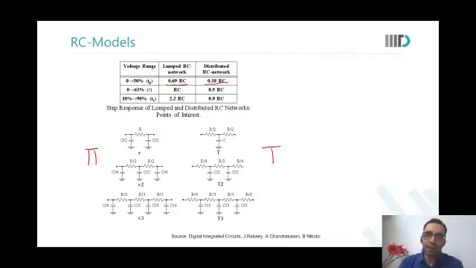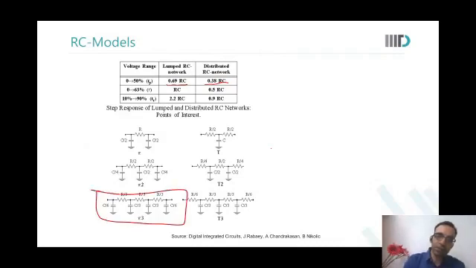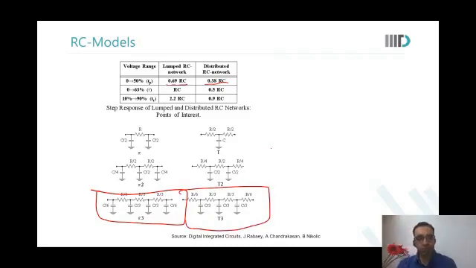And what has been empirically observed is that a 3-stage pi model, a pi 3 model or a T3 model, is a very accurate representation of most of the designs. Now, typically when you do not really want absolute picosecond level accuracy, you can as well go to a single pi model. But if you really want very high accuracy, a pi 3 model is still good enough. And there's much lesser simulation time than a real distributed RC network.